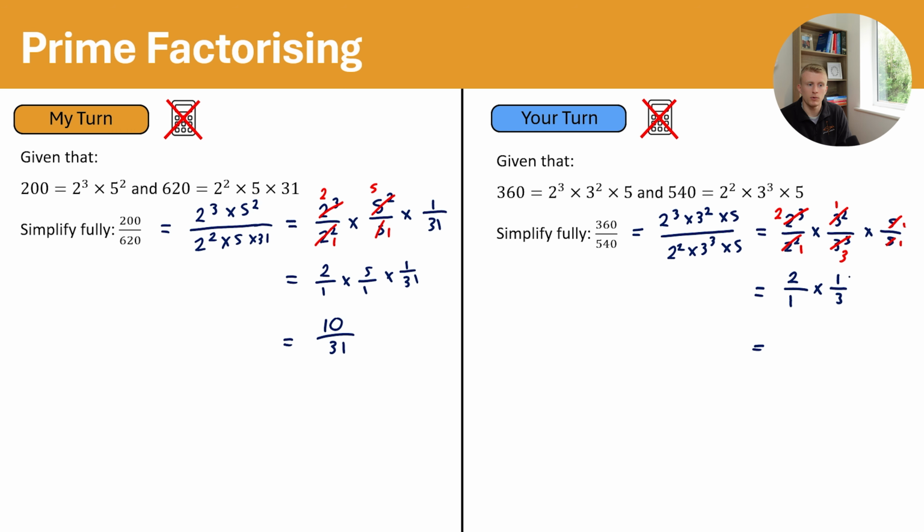I'll go ahead and multiply my numerators. 2 multiplied by 1 is 2. 1 multiplied by 3 is 3. So that simplifies to 2/3.